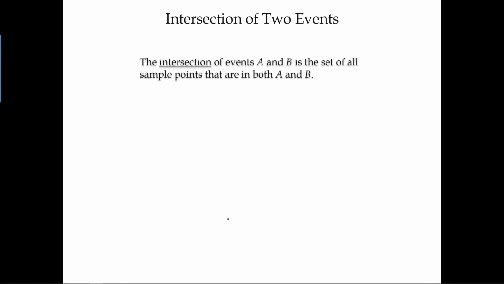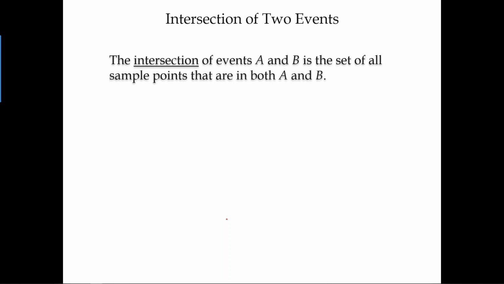The third relationship is called the intersection of the two events. The intersection of events A and B is the set of all sample points that are in both A and B.